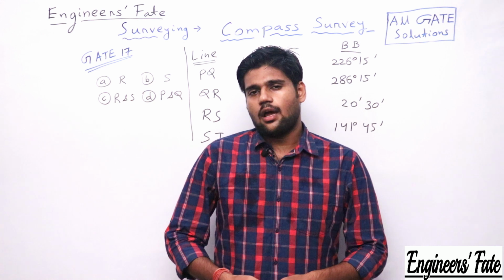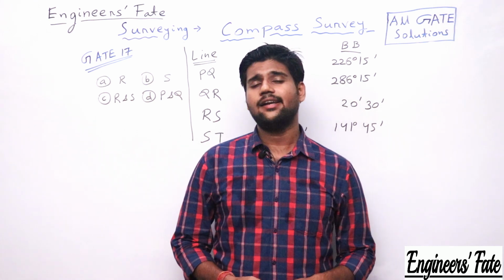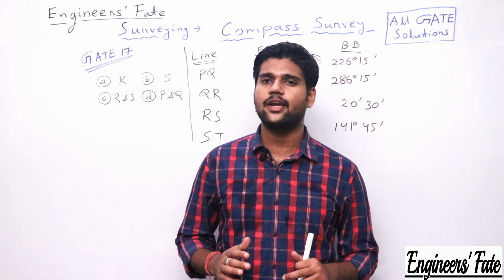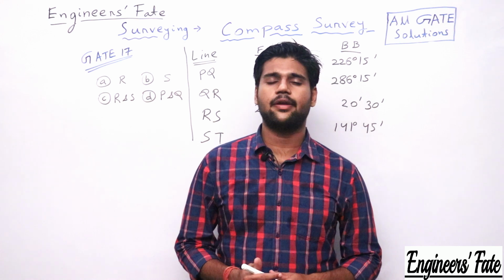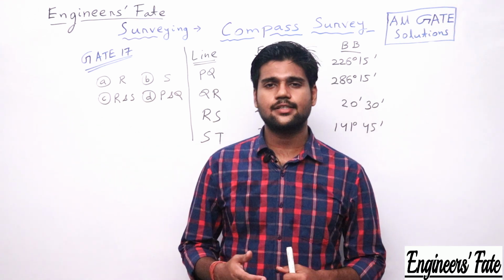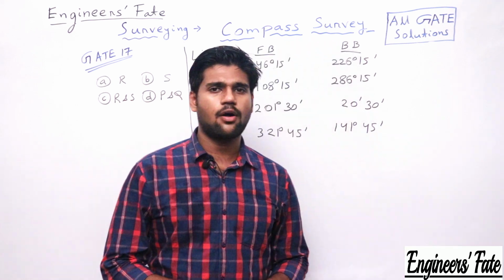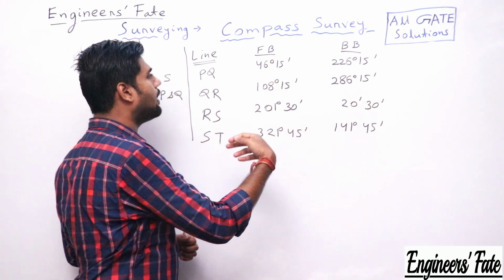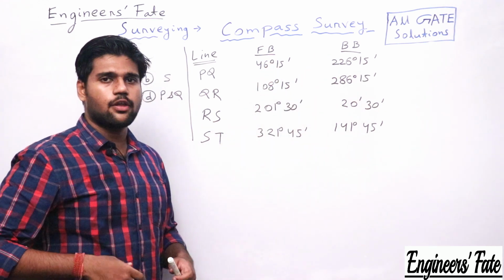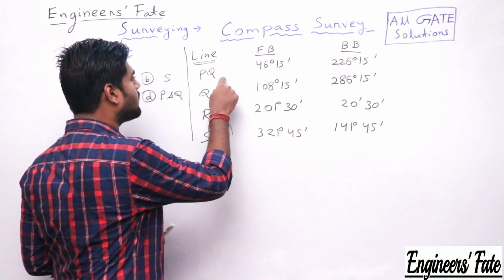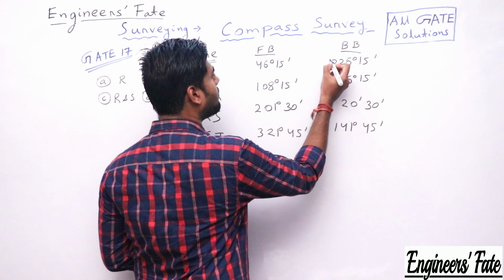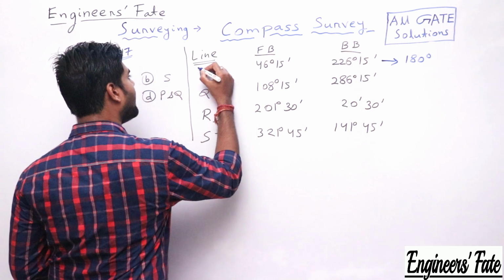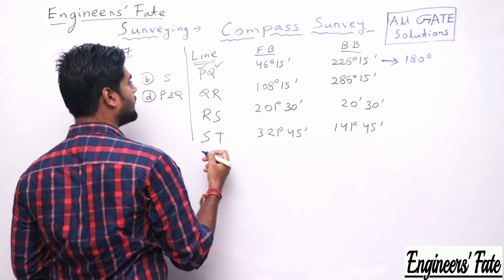So this is the question asked in GATE 2017 and it is from local attraction. Very easy question. The difference of the bearing should be 180 degree. If the difference of the bearing is 180 degree, then the station is free from local attraction. And from that given table, I have made my table. I have denoted fore bearing and back bearing. If you find for PQ, the difference of fore bearing and back bearing will be 180 degree. So the stations P and Q are free from local attraction.